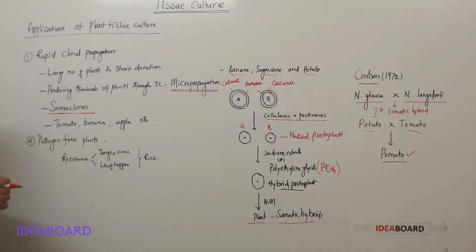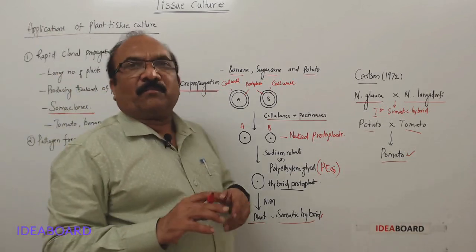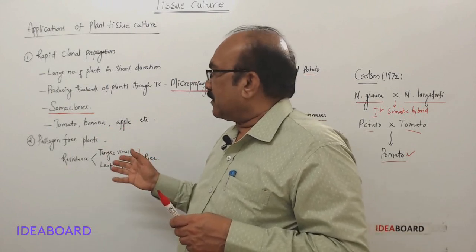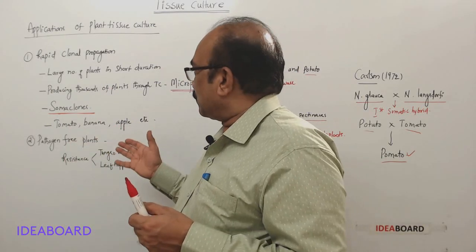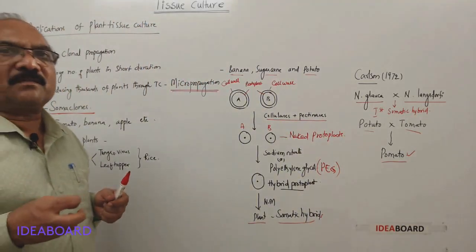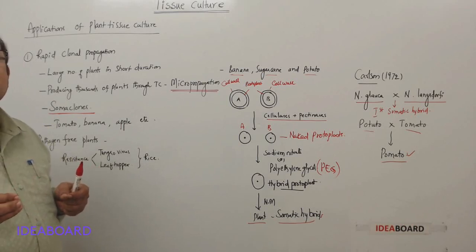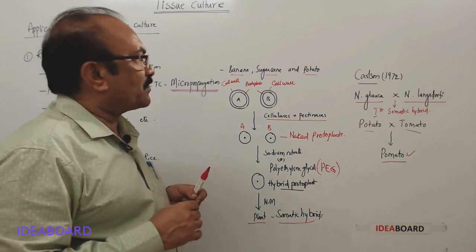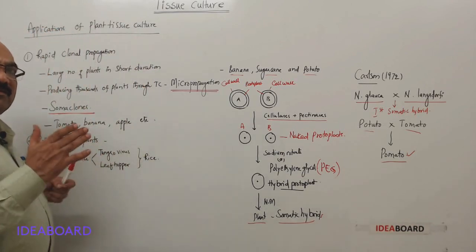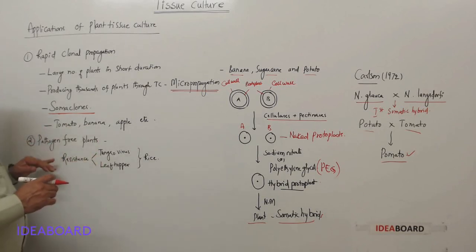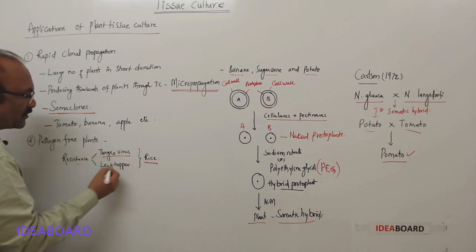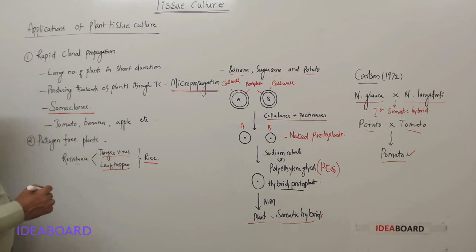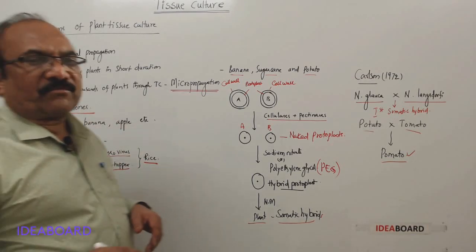And there are so many achievements, and let us mention some examples of plants that are developed through this tissue culture: tomato, banana, and apple. And the most important one is what? Pathogen-free plants can be obtained through meristem culture. Already we discussed. Because the meristems contain a high concentration of auxins, and they are very active and divide continuously, that's why viruses or pathogens do not invade them. And through that meristem culture, a rice variety was already developed which is resistant to tungro virus and leafhopper. So these are the applications of plant tissue culture.